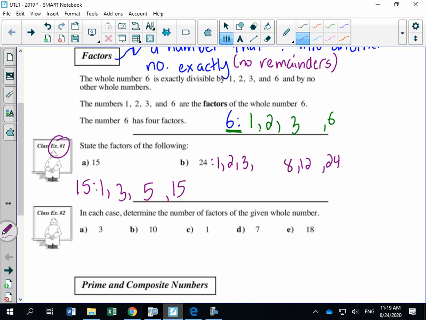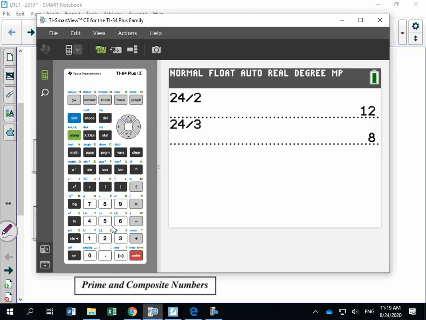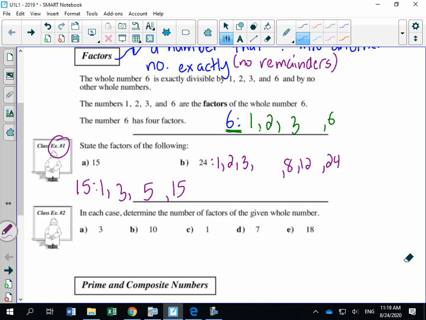So now I've got to check the number after 3, which is 4. So 24 divided by 4. So 4 is a factor, and so is 6. The only number I need to check now, and I'll tell you right now, 5 is not a factor. 24 is not divisible by 5.